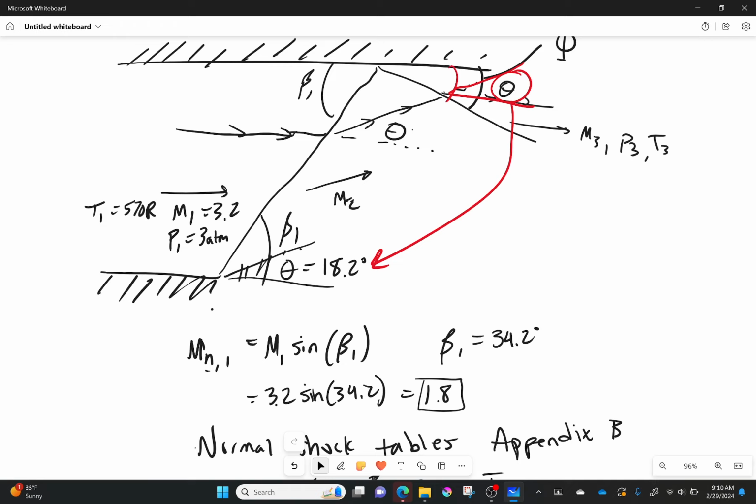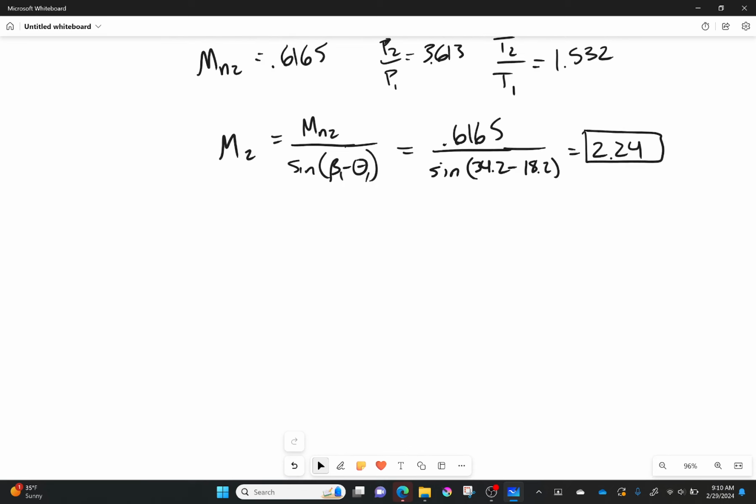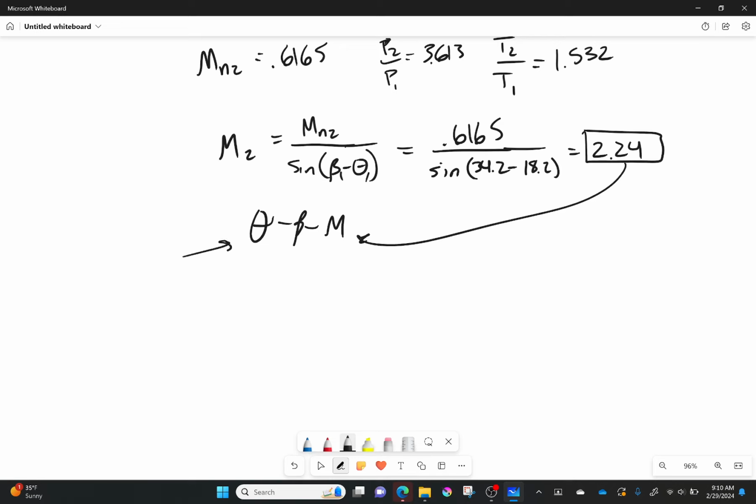So clarifying once again, I deflected it 18.2 degrees up, and so I have to deflect it 18.2 degrees downward to make it parallel once more. Otherwise, the flow would not be parallel. And so using that information, I'm going to go to my theta-beta-Mach diagram. I have a Mach number of 2.24 and theta equal to 18.2 degrees. From that, I can find out what my beta is going to be.